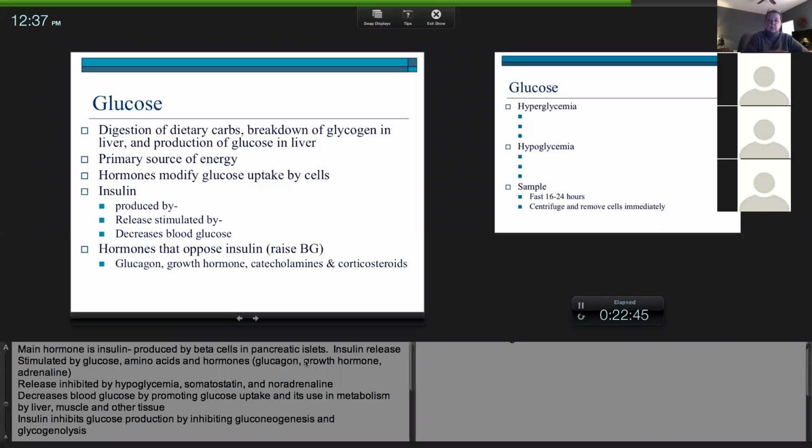So you can see what happens when an animal does not produce insulin, like in diabetes. They eat a meal, they have glucose, but the problem is the insulin isn't there to move it into the cells.